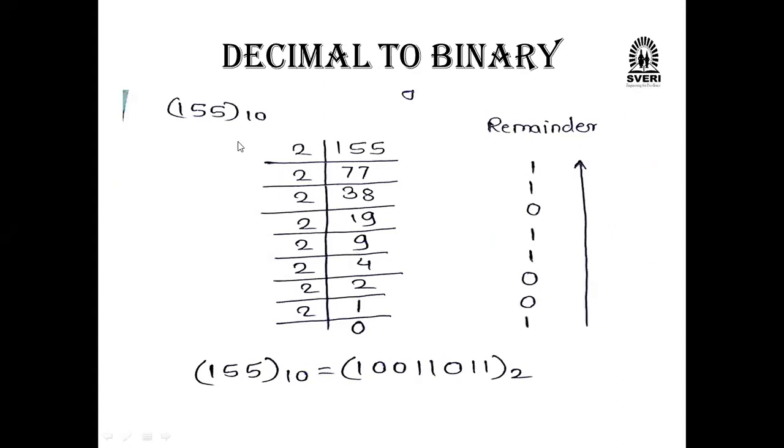So the decimal number is nothing but 155, which I have written here now. 155 with base 10. The 10 indicates that it is a decimal number here now. So we have to convert to binary here now. Decimal to binary conversion. Binary means the answer should be in the form of 0 and 1 only.